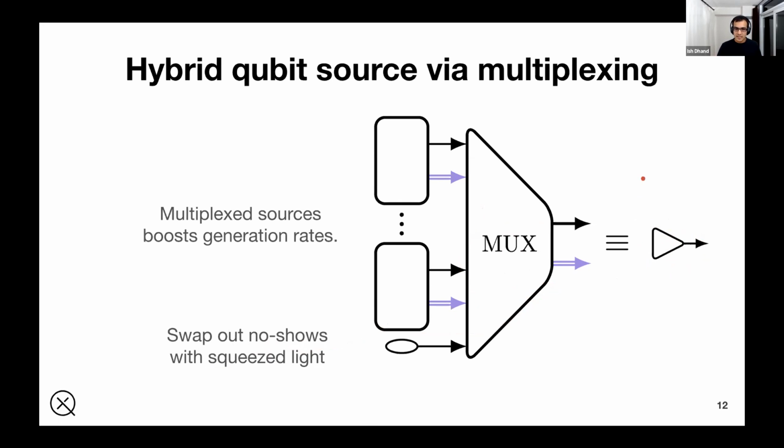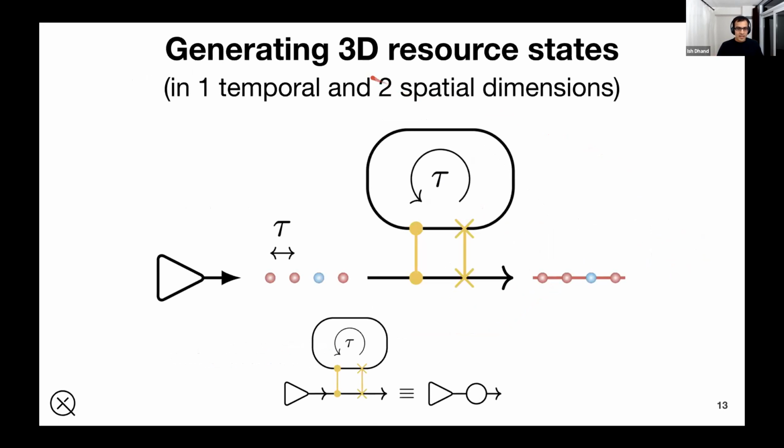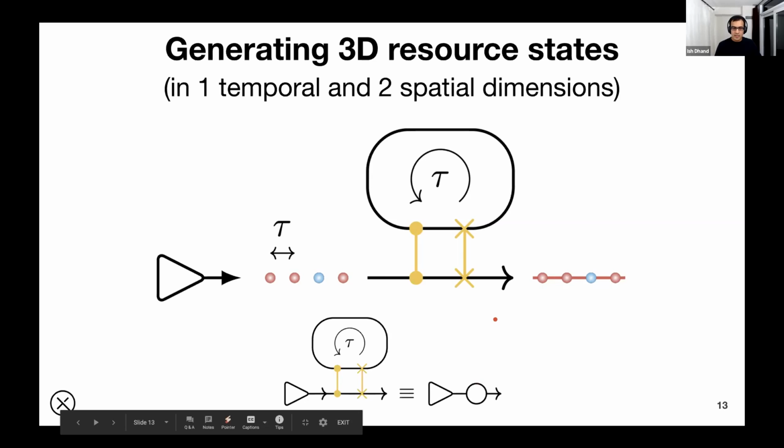Let's talk about generating the resource state. A 3D resource state, which is what we need for error correction, we can generate in 1 temporal and 2 spatial dimensions. Let's talk about the temporal dimension first. We have a hybrid qubit source shooting out pulses. Some of these are GKP qubits, some of these are squeezed light sources, and you make the pulses talk to each other on a simple interferometer. Well, this gives us a 1D cluster state. So we've turned a qubit source into a source of a pulse train, which is a 1D cluster state. And this cluster source I represent with this triangle and a circle.